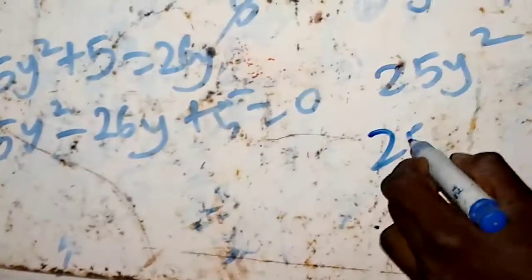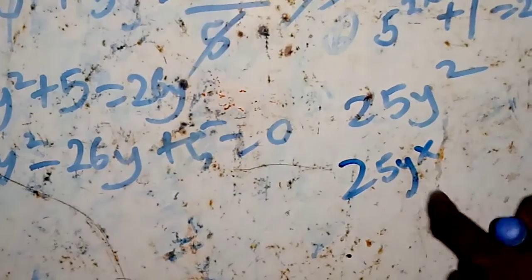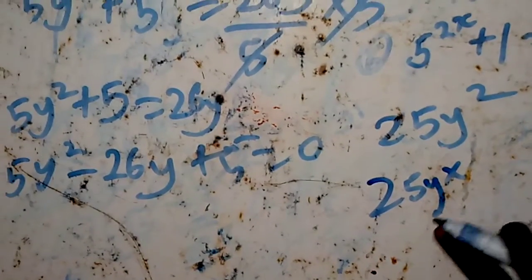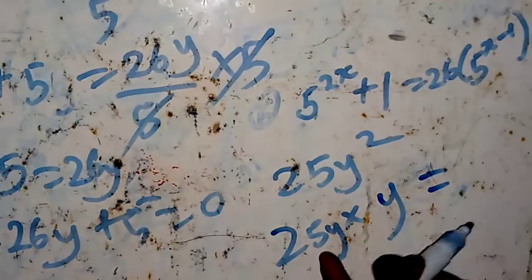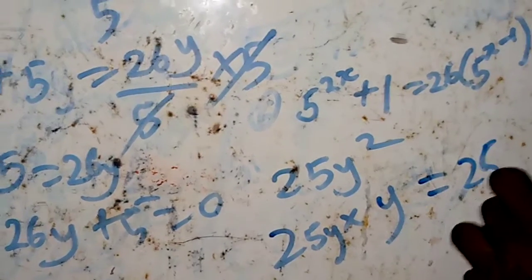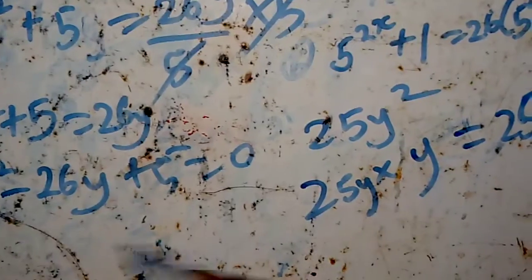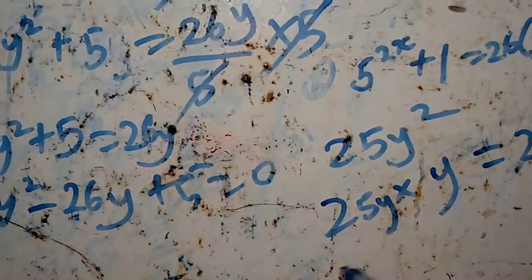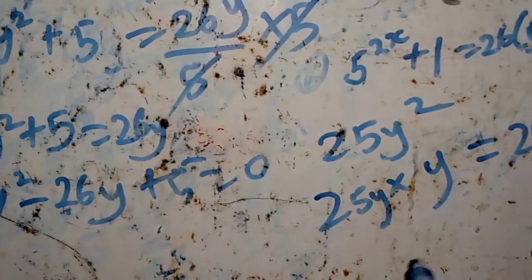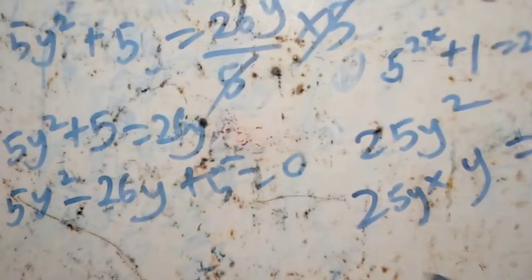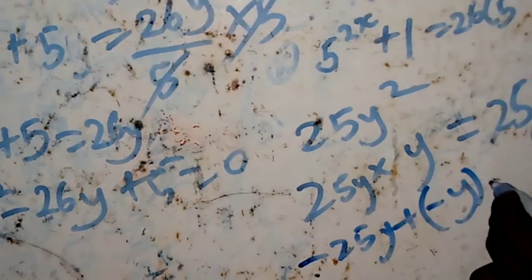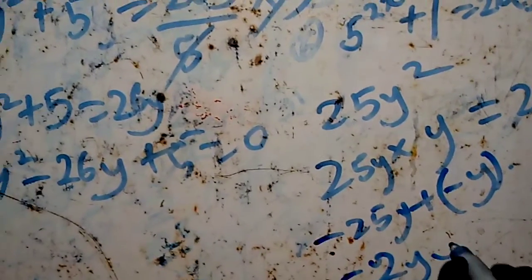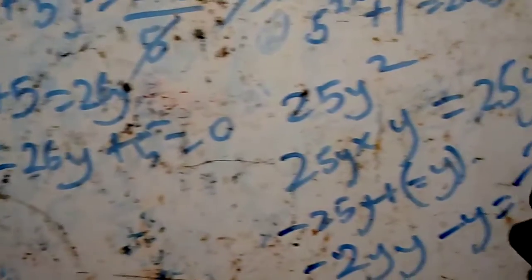So two numbers we can multiply to get 25y squared. Note that the numbers must possess y. So 25y times y equals 25y squared. When we add the two numbers, we must get the middle term.